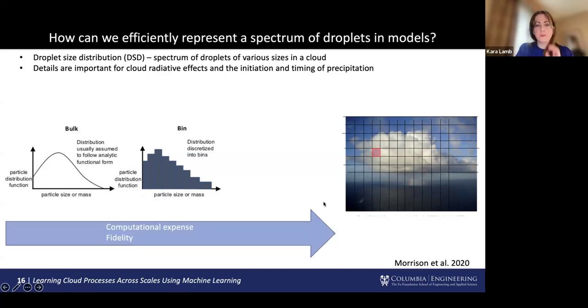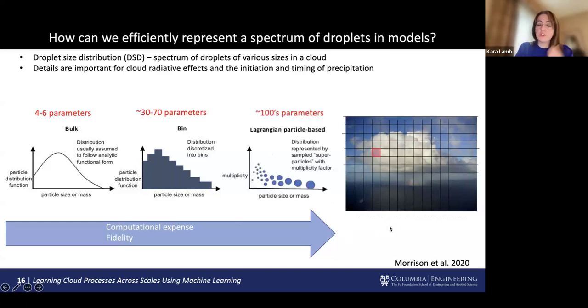So overall, because the bin distributions have many more degrees of freedom, we think that they're generally more accurate, but they're also much more computationally expensive. For a typical bulk parameterization scheme, you're tracking something like 4 to 6 parameters in each model grid box to describe the droplet size distribution. And in the bin schemes, you generally have to keep track of something like 30 to 70 parameters in each model grid box to track the droplet size distributions.